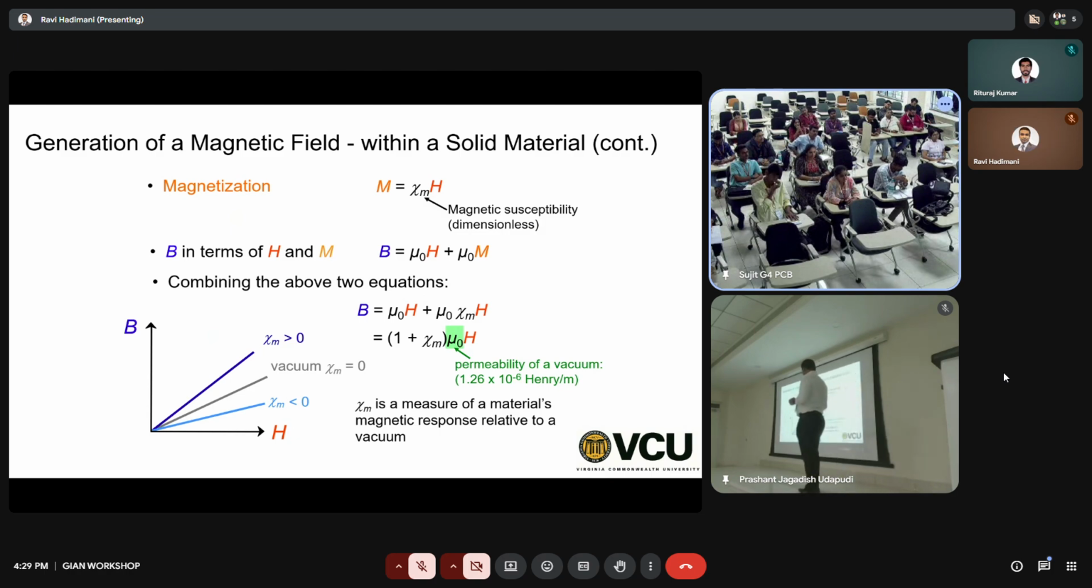Does anyone know which materials these are? Chi less than 0, negative susceptibility. What kind of material has negative susceptibility? Diamagnets.